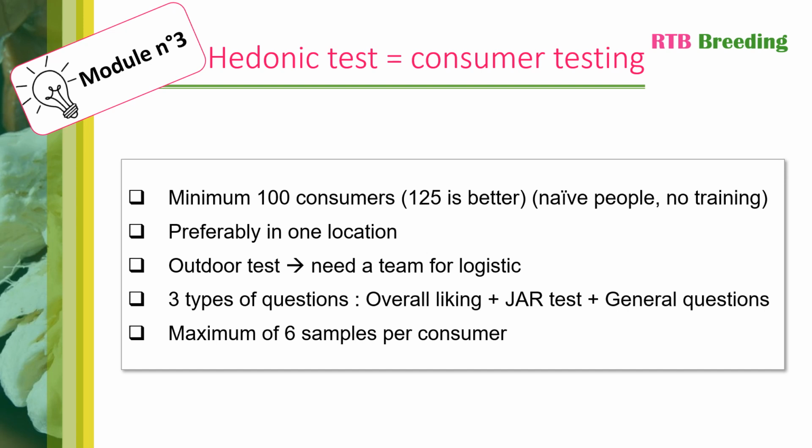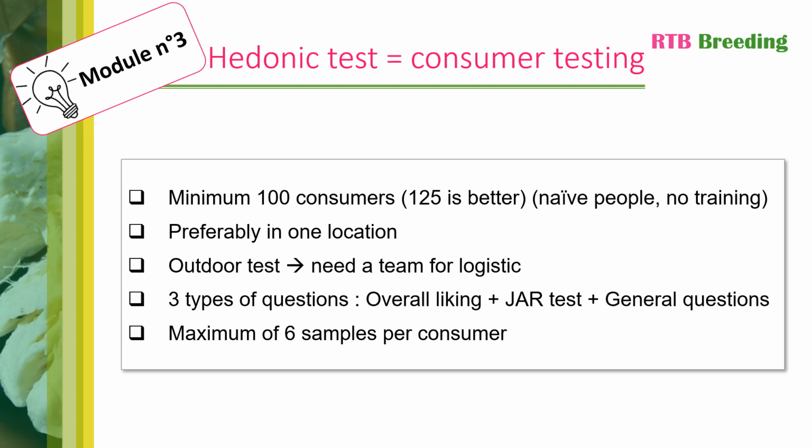It's preferable to carry out the consumer test in only one location. The hedonic test is an outdoor test, which means that it is not carried out in a sensory analysis laboratory. As this test is carried out outside the laboratory, it requires a large team for logistics, ideally a minimum of 6 to 10 people.